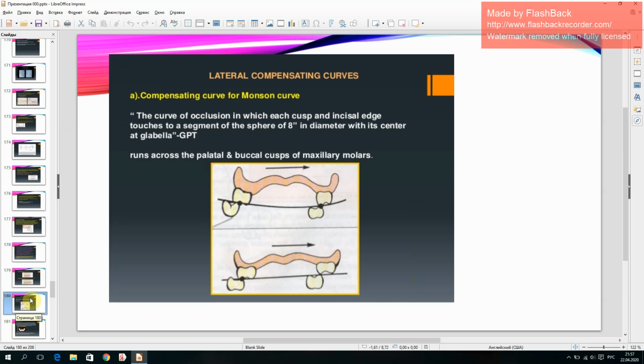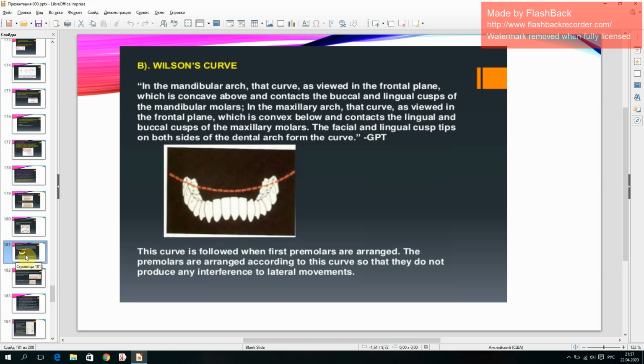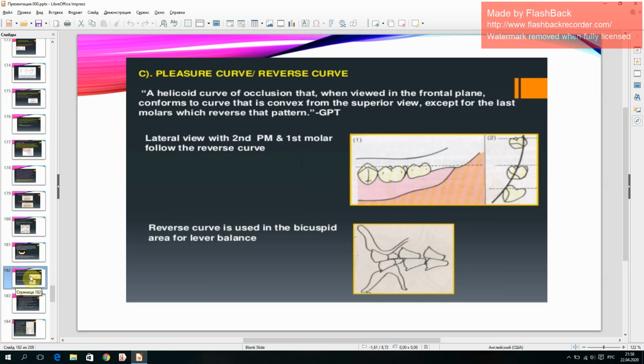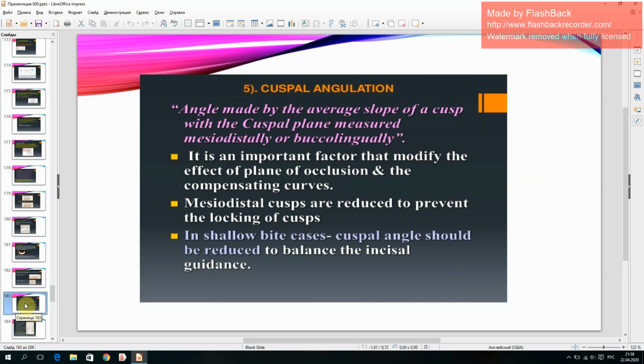Lateral compensating curves: Monson curve, Wilson's curve, pleasure curve, reverse curve, and cuspal angulation.